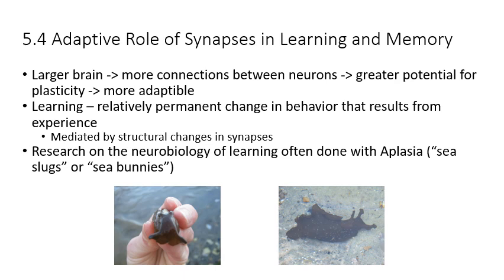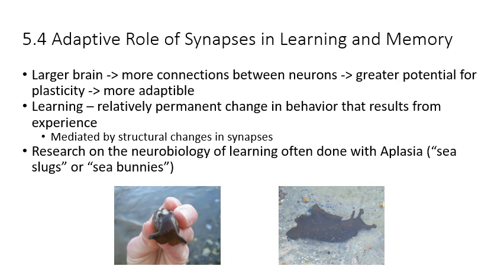Okay, so moving on to the adaptive role of synapses and learning and memory. A larger brain, such as the human brain, means more connections between neurons, which means a greater potential for plasticity. So more connections means more possibility of changes, and this means that larger brains lead to more adaptability in that organism. Learning, we will operationally define as a relatively permanent change in behavior that results from experience, and learning, as we talk about it in neuroscience, is mediated by structural changes in synapses.